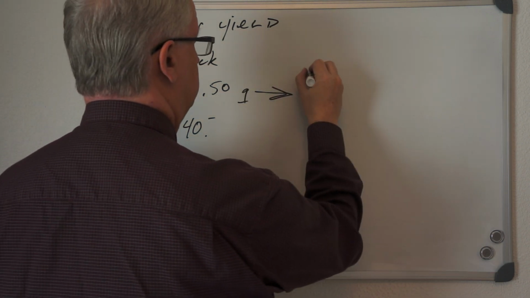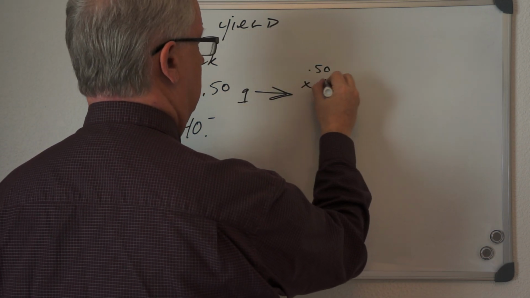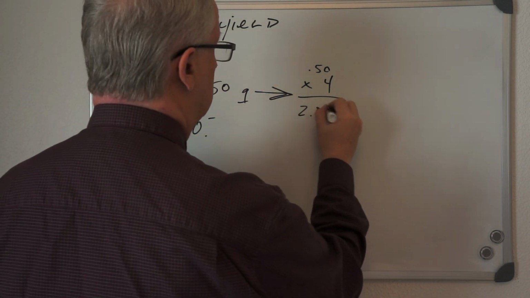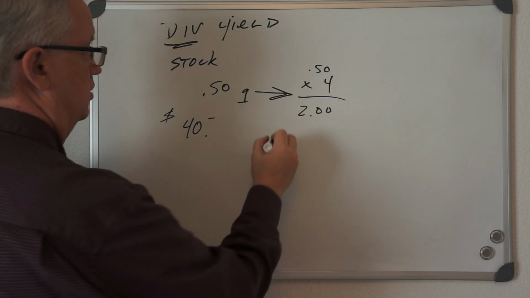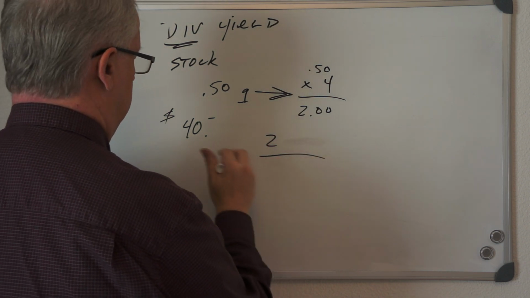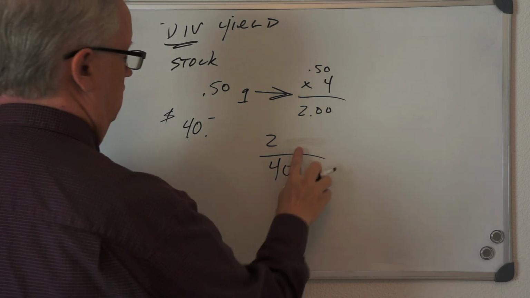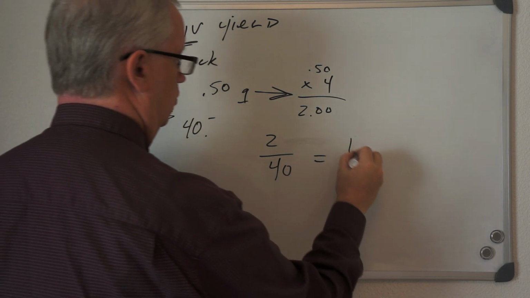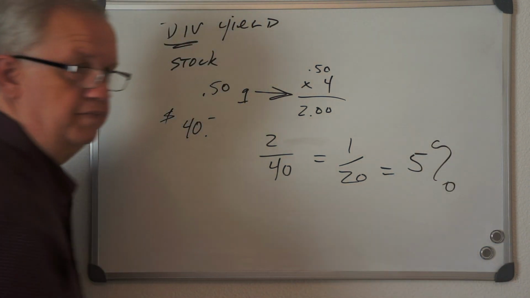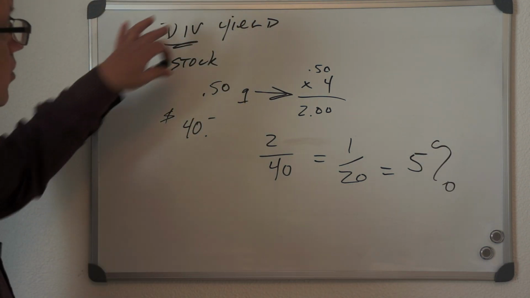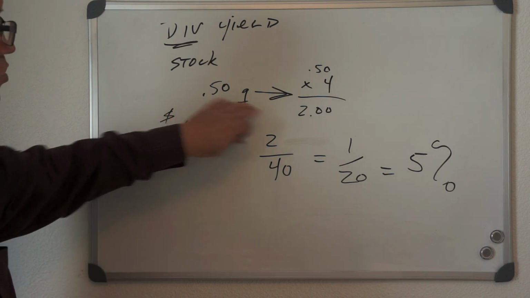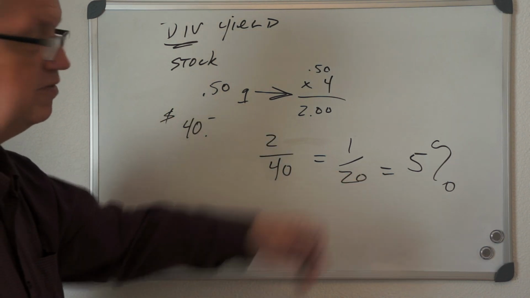And to do that, it's 0.50 times 4. 4 quarters in a year. So they're paying a $2 annual dividend. You take that $2 and you divide, let's just make the math simple, and you divide it by 40 equals 1/20 equals 5%. So the dividend yield on a $40 stock that's paying $2 annually is going to be 5%.